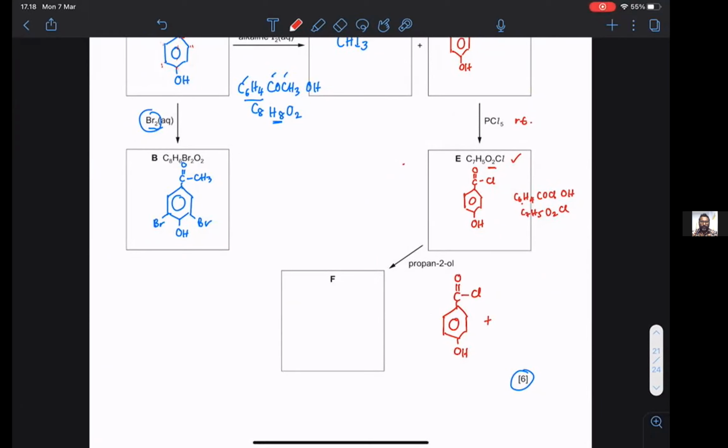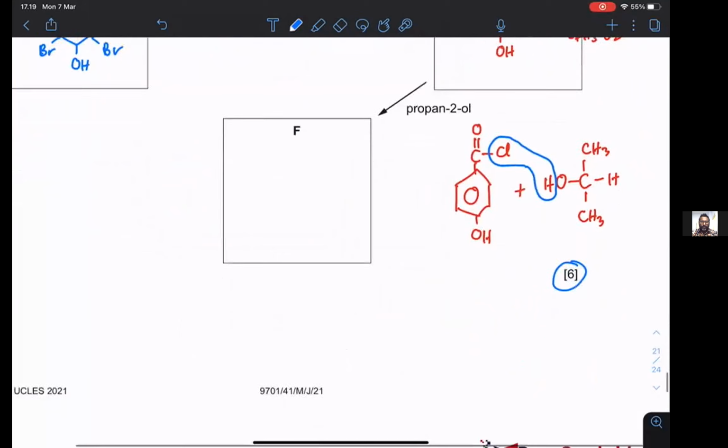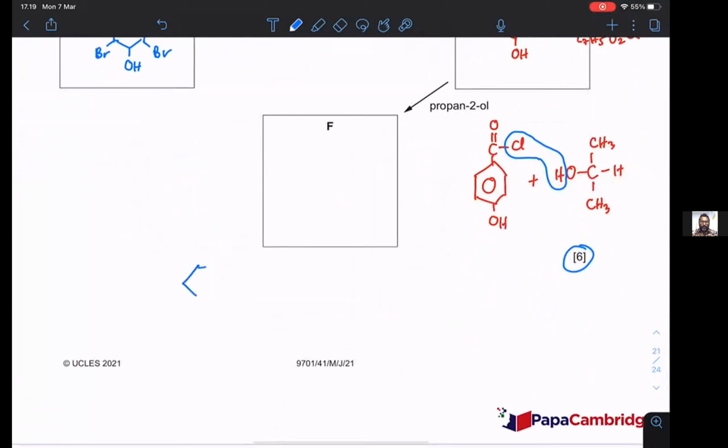For propan-2-ol, I will just write down the OH like this. So this is CH3, this is CH3, so this is H. This is propan-2-ol. And then what will happen? The Cl from the acyl chloride is going to join with this H, and they are going to form ester. If I draw, I think the better way to represent is something like this. And then you put the OH over here. So this is OH. And then bonded to C, bonded to C, bonded to O.